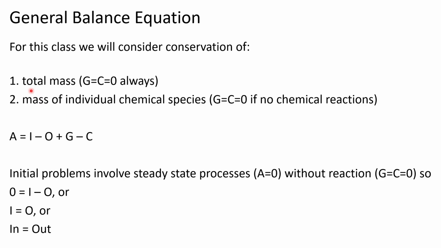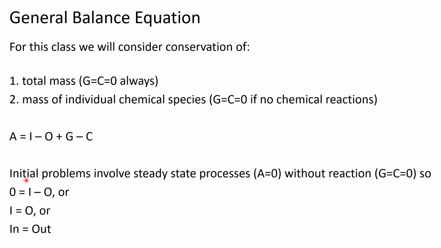We're going to apply this conservation of mass equation in two ways. First, we're going to apply it to total mass, the total amount that enters or leaves a control volume. When we talk about total mass, the G and C terms, the generation and consumption terms, are always zero, because we cannot generate mass or consume mass. However, when we apply our conservation of mass equation to individual chemical species, the generation and consumption terms may not be zero if chemical reactions occur.